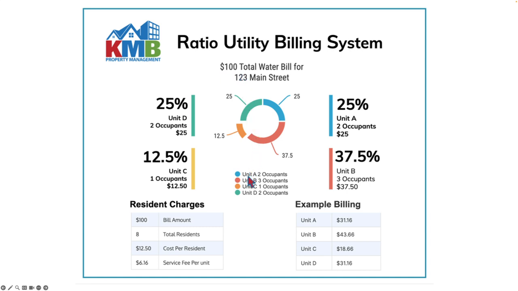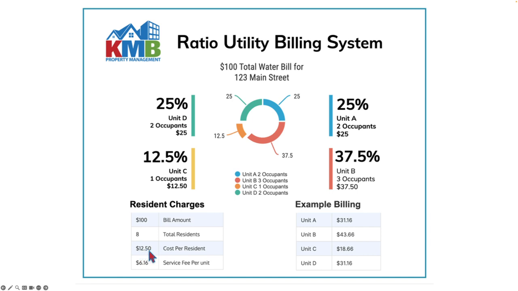Looking at these occupancies, we've got Unit A with 2 occupants, Unit B has 3 occupants, Unit C has 1 occupant, and Unit D has 2 occupants, just like Unit A. Our total bill is $100, but this time we've got 8 total residents. So we're going to take that $100 divided by 8. And each resident is then responsible for $12.50.